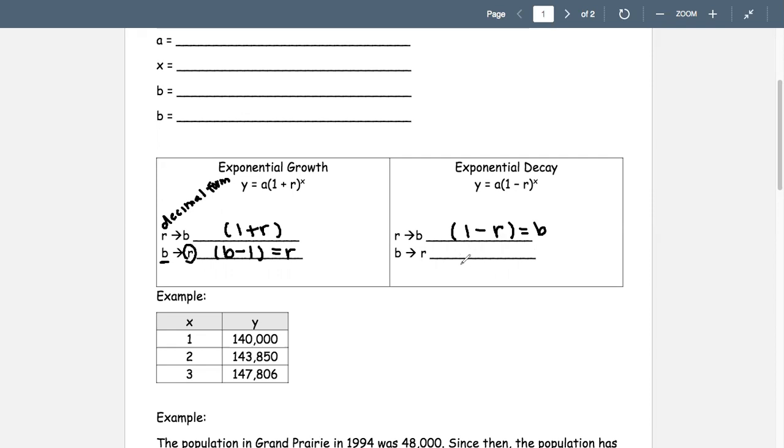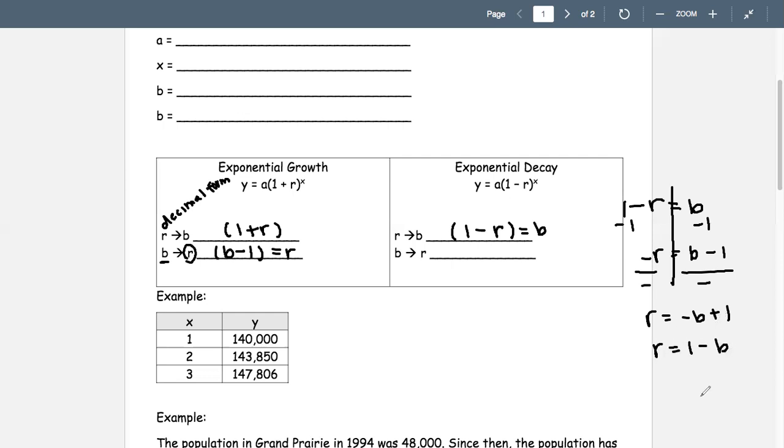But to go backwards, let's say it gave you the B value and you want the R value. This one will be kind of different, so let's set this up as an equation. If I wanted to find R from B, let's say I subtract 1 from both sides, that'll give me negative R equals B minus 1. Divide by negative, that'll give me R equals negative B plus 1. So you're adding 1, but then the B is negative. So technically you're subtracting B from 1. So here it would be 1 minus B to get your R value.